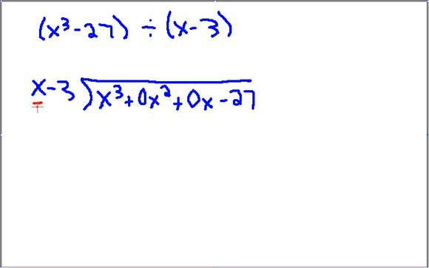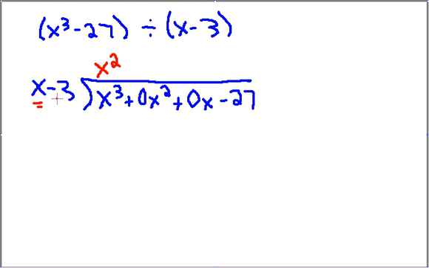Now let's take a look at our highest degree term here in our divisor. It's x to the first. So we're going to ask ourselves, how many times will that go into our biggest degree term over here, which is x to the third? X times what equals x to the third? Well, that's going to be x squared. At this point, now we need to take this portion of our quotient, our answer, and multiply it by each of the terms in our divisor.